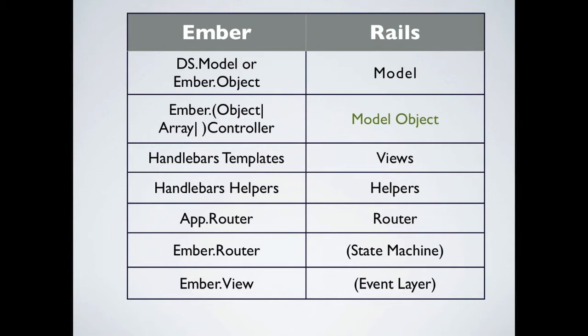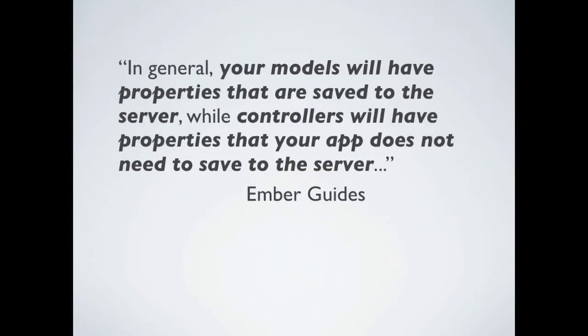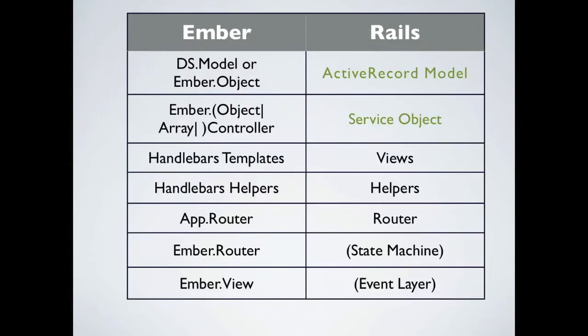Well, the difference between the two models is given indirectly in a quote from the Ember guides. It says your Ember models will have properties that are saved to the server, while your Ember controllers will have properties that your app does not need to save to the server. These, in Rails, can be split up into an ActiveRecord model, which deals with saving things to the database, and a service object, which deals with most of the logic, but doesn't contact the database directly itself.